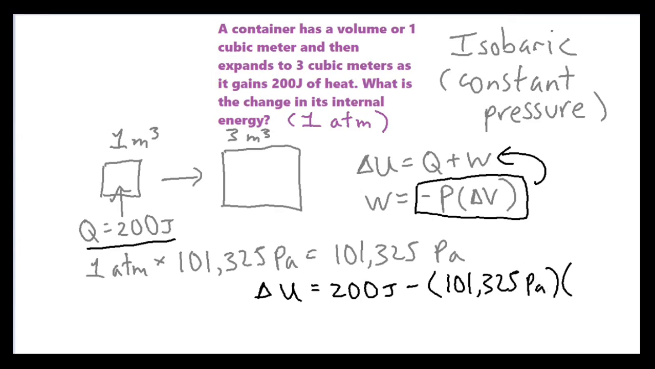Remember, delta V is always final minus initial. So we have 3 minus 1. When we work that out, the product of these two comes out to 202,650. So we have 200 joules minus that fairly large number.